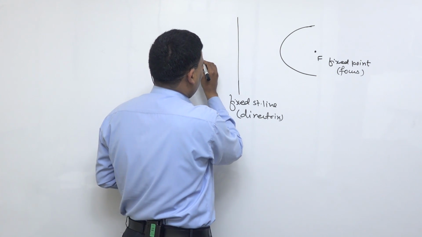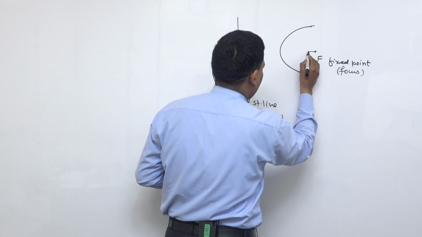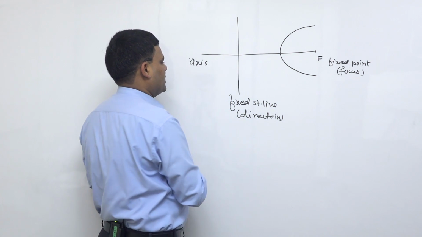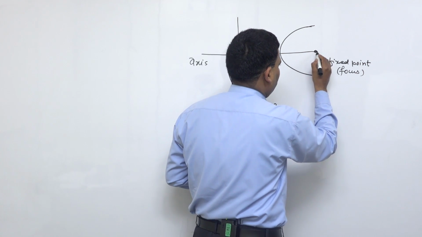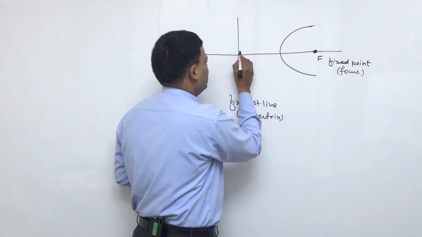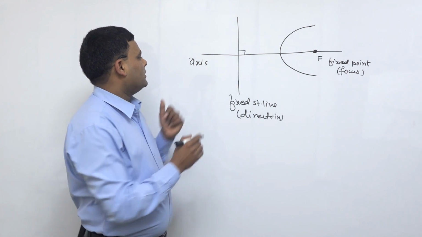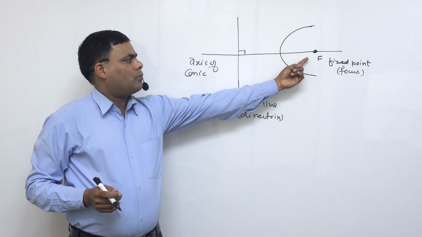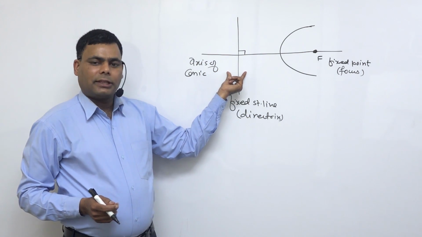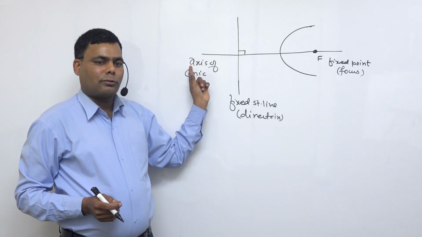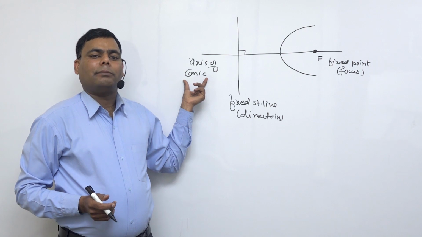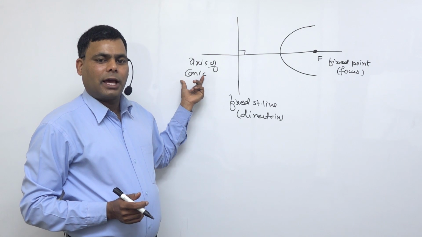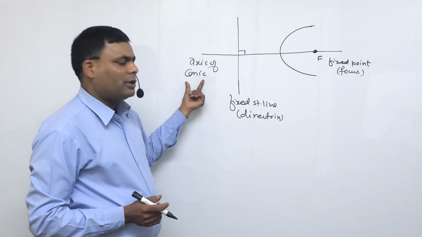A line that passes through the fixed point, the focus, and is perpendicular to the directrix is called the axis of a conic section. A straight line that passes through the focus and is perpendicular to the fixed straight line, the directrix, is called the axis of a conic. Conic means conic section; this applies to all of them. It holds in the ellipse, hyperbola and parabola, all three, so we have just written conic here.